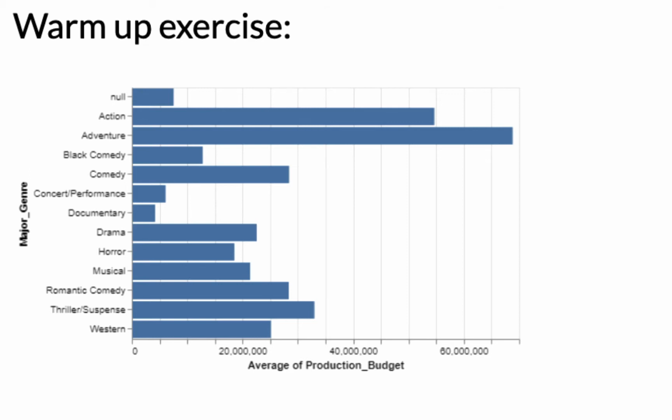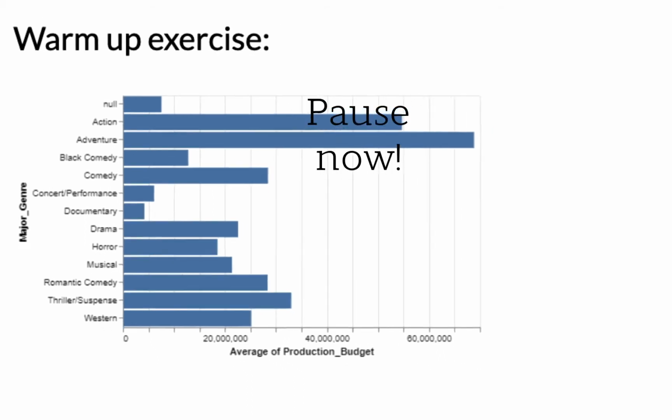Major genre should be on the y-axis. I'm not going to talk about how to remove nulls yet. Null is fine in there. And then on the x-axis, the length of the bars, I would like for you to calculate the average of the production budget for that genre. So there's a bunch of movies in every genre. Calculate the average production budget. So feel free to pause the video here before you go on.